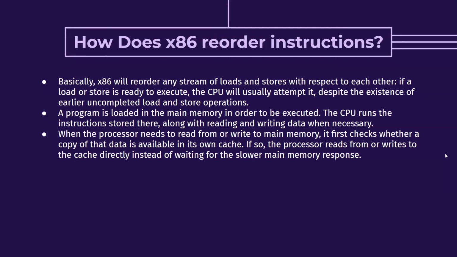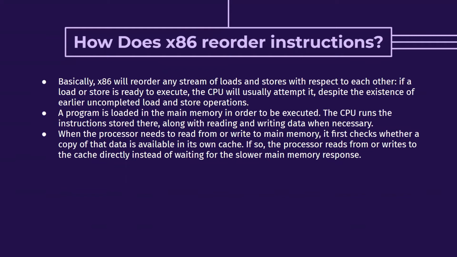How does x86 reorder instructions? Basically, x86 will reorder any stream of loads and stores with respect to each other. If a load or store is ready to execute, the CPU will usually attempt it, despite the existence of earlier uncompleted load and store operations.